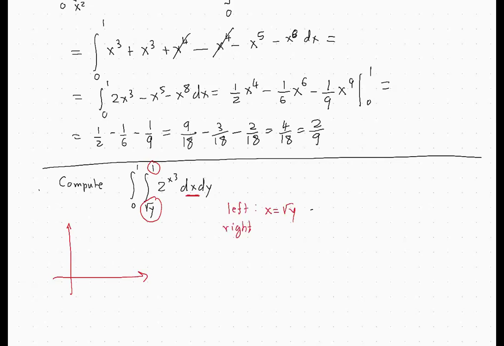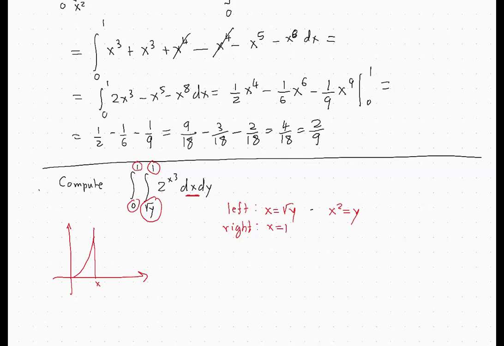How are we supposed to understand those things? So x equals square root of y is the same thing as x squared equals y, which is your parabola. And x equals 1 is just a vertical line. So the integration takes place somewhere here between these two curves. And the question is, what is the vertical range of this integration? And this you can see by the limits with respect to y.